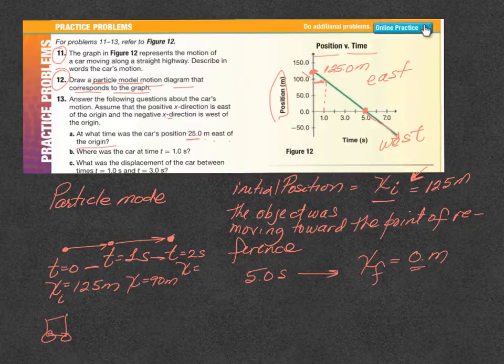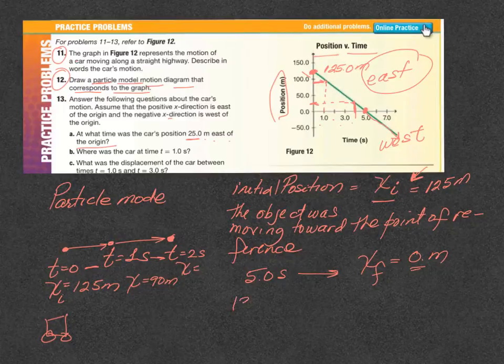20 minutes. This is the east part, the positive part. So 20 meters, 25 meters. How are you going to find that time? You learned that in math. You go along and then you go down. When you touch the graph, you go down, and that answer is there. So 1, 2, 3, 4 seconds.